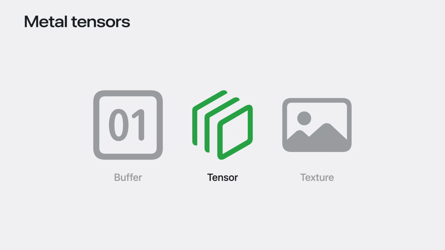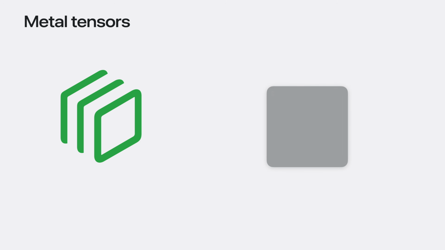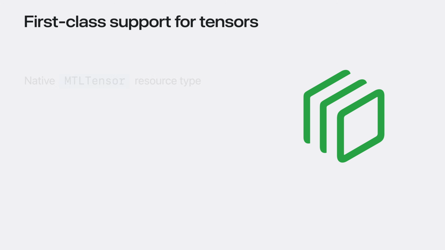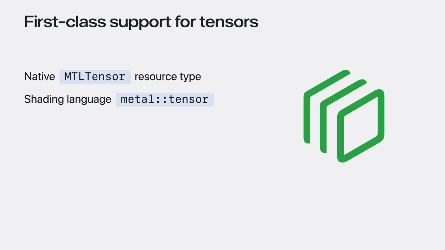Metal 4 adds support for tensors, a fundamental machine learning resource type supported across all contexts. Metal tensors are multidimensional data containers. They are extendable well beyond 2 dimensions, providing the flexibility to describe the data layout necessary for practical machine learning usage. Metal 4 integrates tensors directly into the API, as well as into the Metal shading language. Tensors offload the complex indexing into multidimensional data so your Metal 4 app can focus on using them to apply machine learning in novel ways.